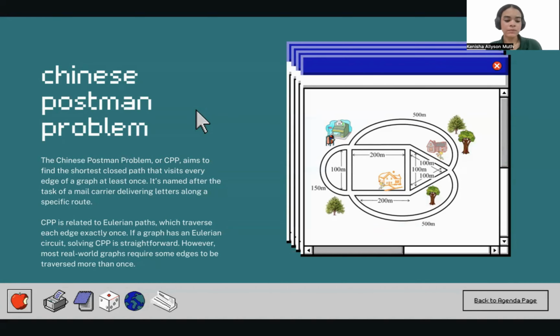However, most real-world graphs require some edges to be traversed more than once. To solve CPP on a non-Eulerian graph, we transform the graph by adding edges to make all vertices have even degrees, creating a Eulerian circuit. This process ensures every edge is covered efficiently.